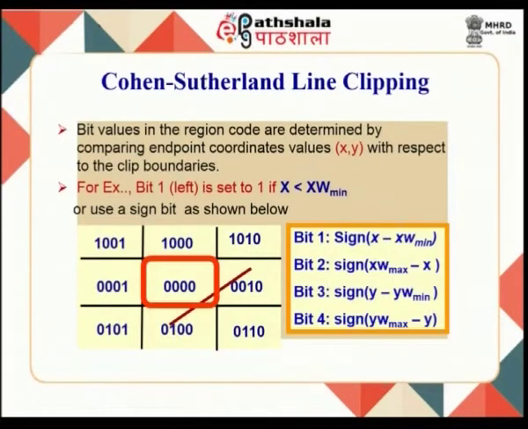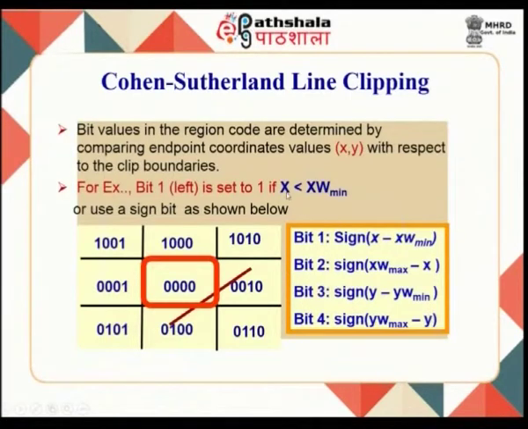Check if x is less than xw min; if so, set the left bit. If it is false, reset it, that is keep it 0. So, set it only if this condition is satisfied. If x is less than xw min, set the left bit. If x is greater than xw max, set the right bit. Similarly, if y is less than yw min, set the bottom bit. If y is greater than yw max, set the top bit.